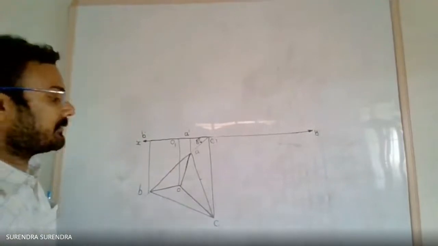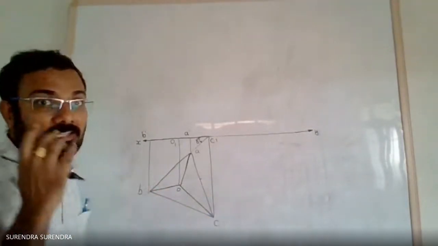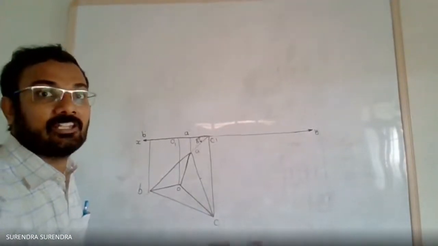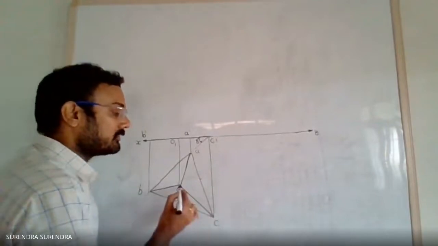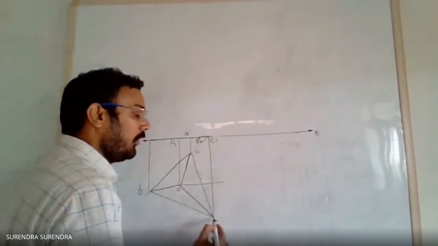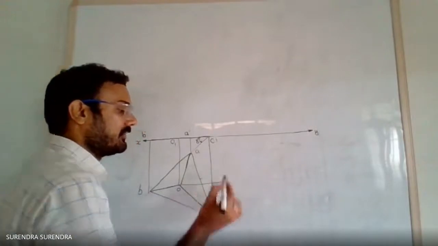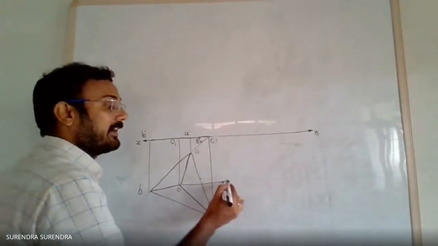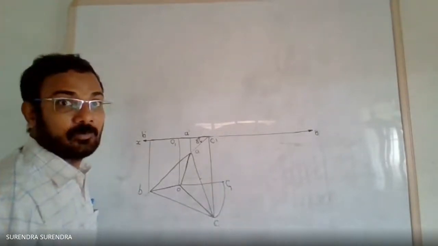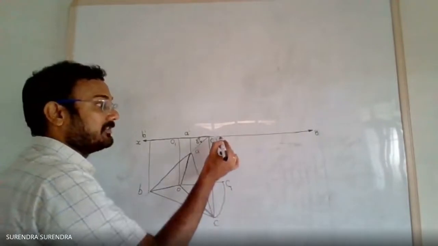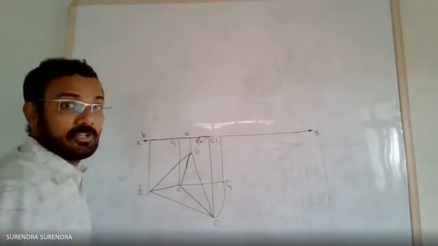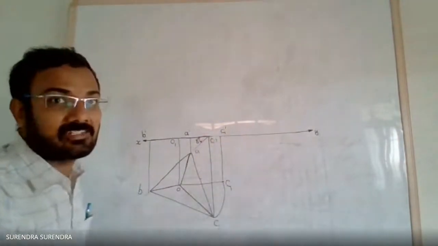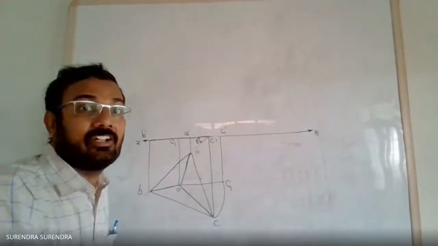So for that condition, we will make any one of these lines parallel to the XY line. With O as center, OC radius, we will draw an arc and get the point C1. Project this point C1. Now this is C1 dash. This is the line C1 dash.